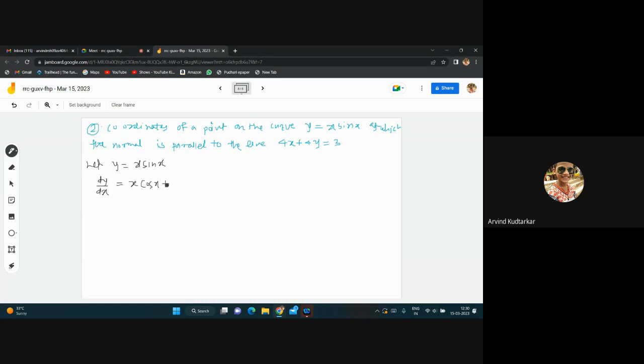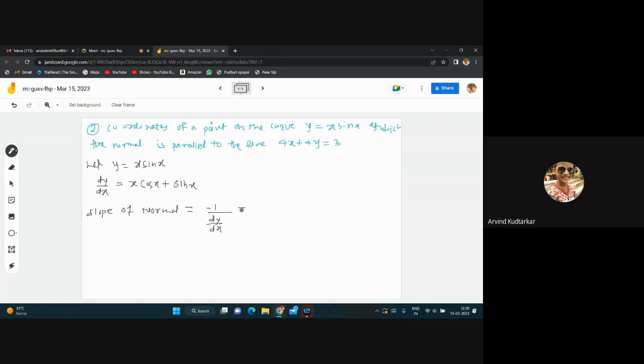How to get the slope of normal? What will you get for the slope of normal? The product of their slopes will be -1. So the product of slopes of tangent and normal is -1. Means the slope of tangent is this, and the slope of normal will be nothing but -1 divided by the slope of tangent. That is equal to -1 divided by, what will you get? x into cos x plus sin x. Okay? One more thing is the slope of the line. So the line is given.